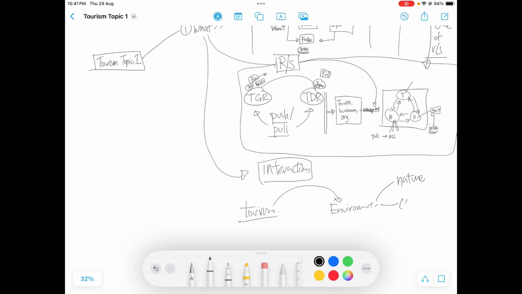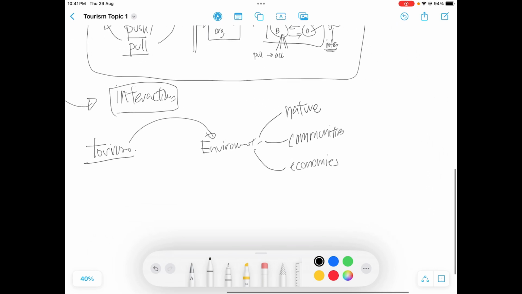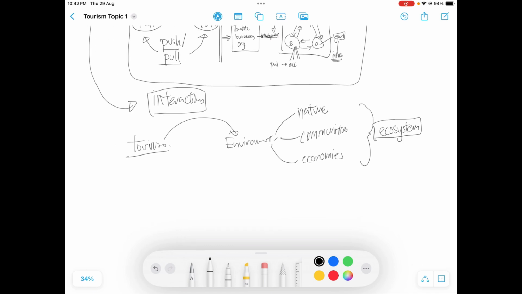it consists of communities, it consists of different economies, right? And in fact, you can call these your ecosystems in the tourist system, right? And what you do need to note is that there are interactions between tourism and environment. Okay, there are interactions over here.